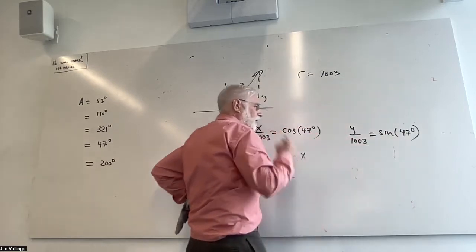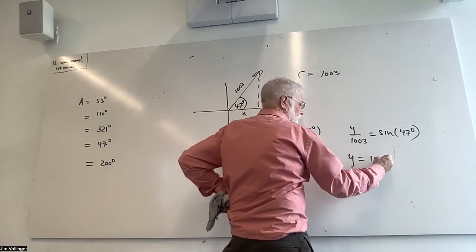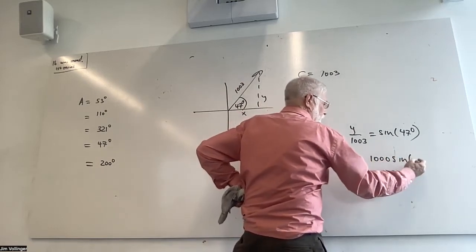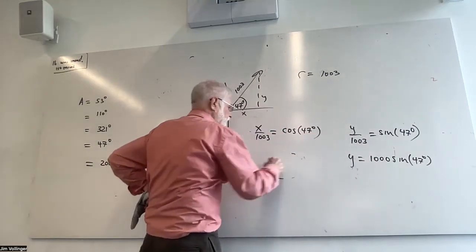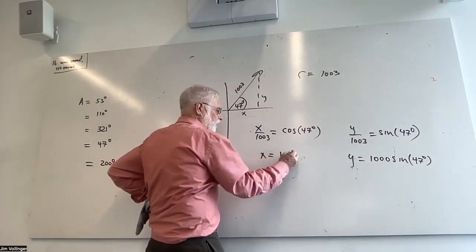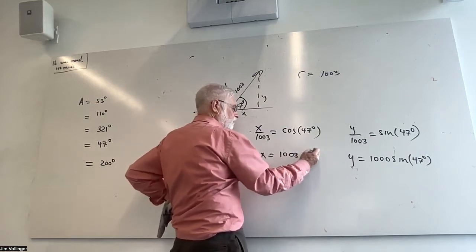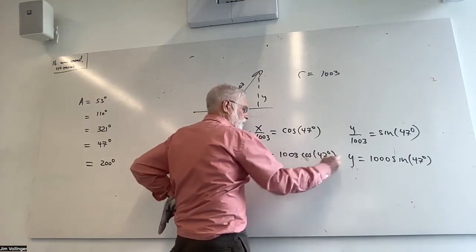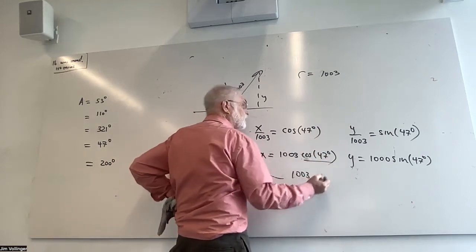Oh, good. All right. So it looks like I just got to multiply that one by 1,000 to get that location on the graph. And this one over here, it looks like I just got to move the 1003 to this side. And I got the cosine of 47 degrees. And remember, that's 1003 times the cosine of 47.